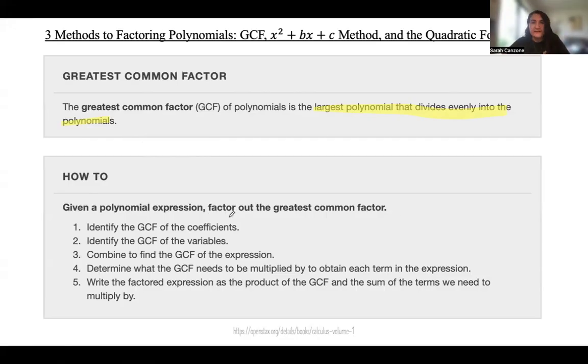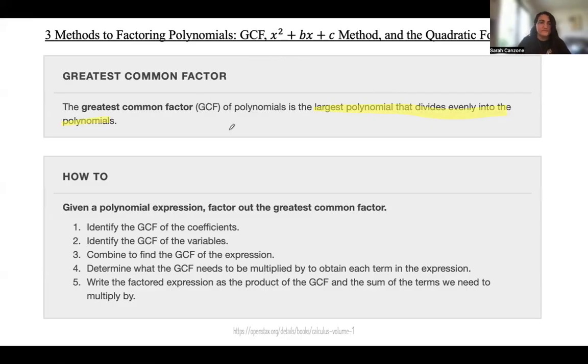So the idea is we want to identify which one out of these 3 methods we want to use. And the greatest common factor is the easiest one to know, because with either the x squared or the quadratic formula, you're going to see some sort of quadratic expression or quadratic-like expression. With the greatest common factor, you could see some crazy expression with x's, y's, z's, and it looks nothing like those two.